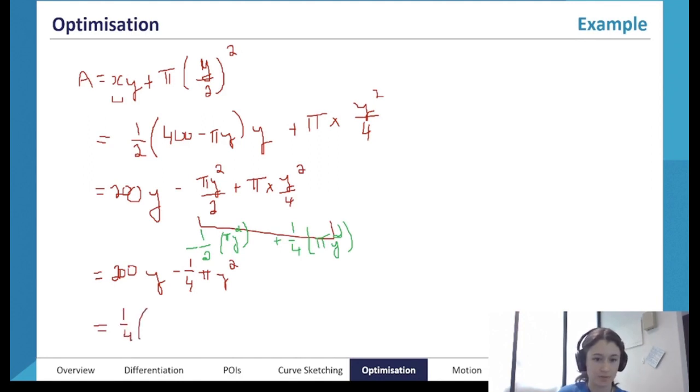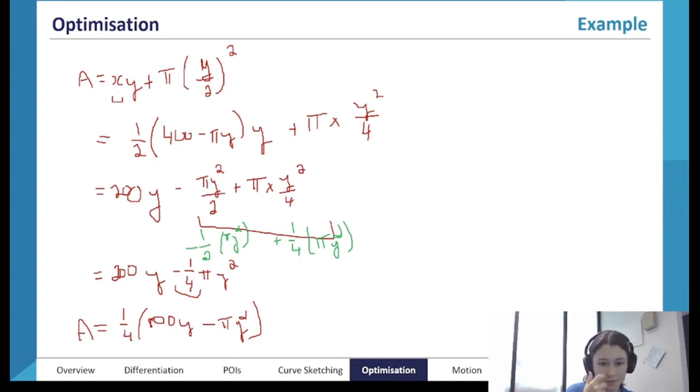So obviously, if we're taking a quarter out of 200, what multiplies by a quarter to get 200? 800. And then we're just taking the quarter out here, so we're just going to have negative pi y squared, which is exactly what we wanted to prove.